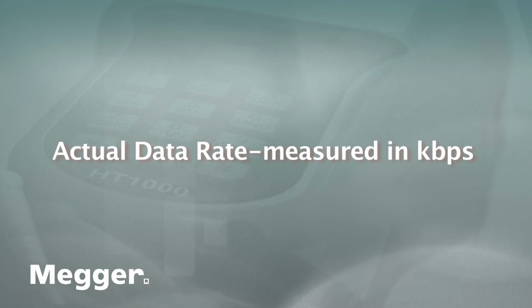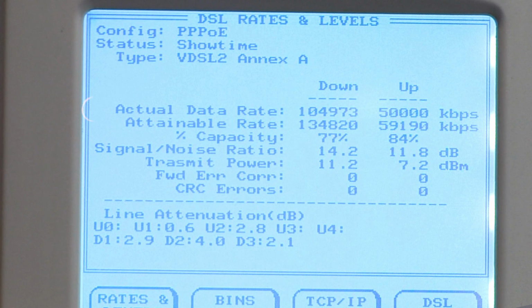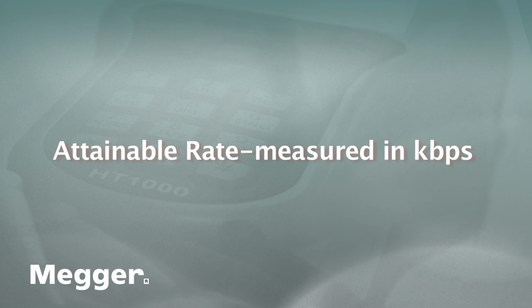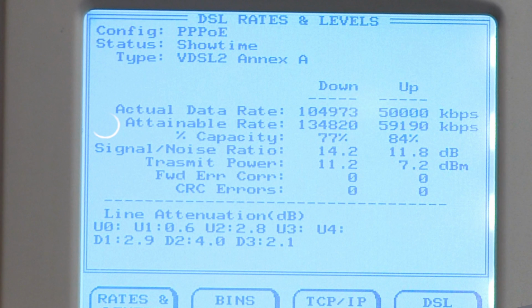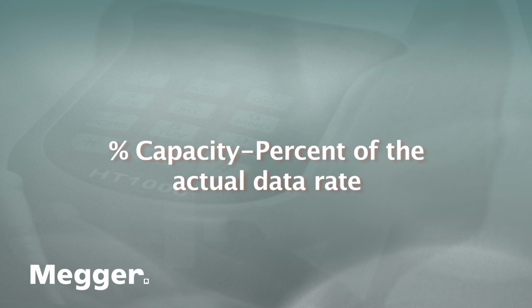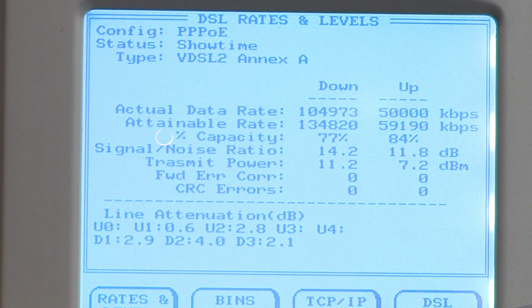Actual data rate. Speed in kilobits per second at which data is currently transmitted. Attainable rate. Value of the maximum up and downstream data rate the connection is capable of providing, measured in kilobits per second. Percent capacity. Percent of the actual data rate as compared to the attainable data rate.